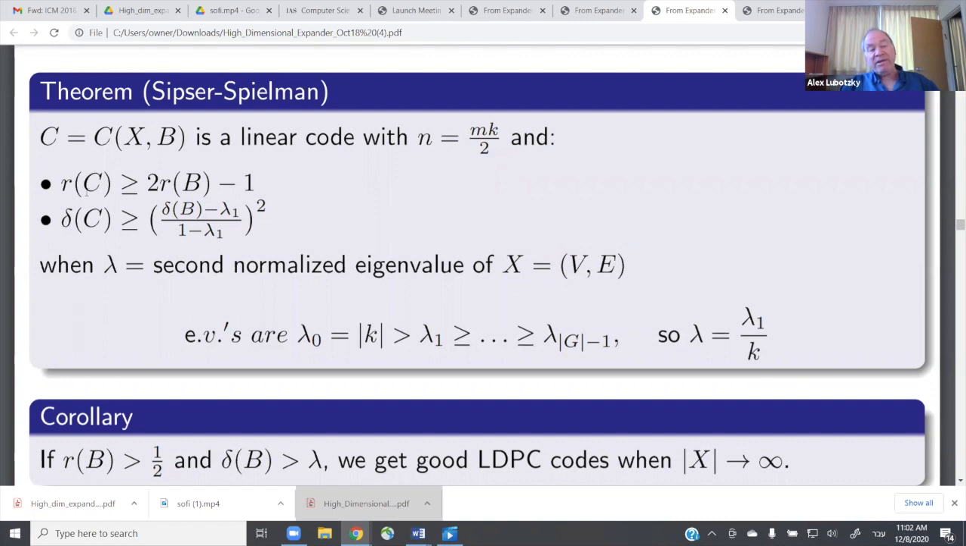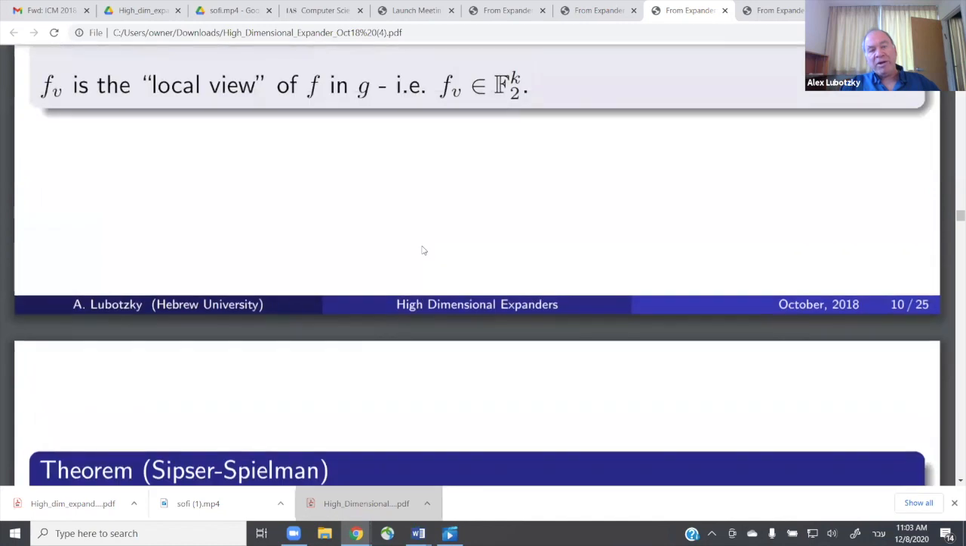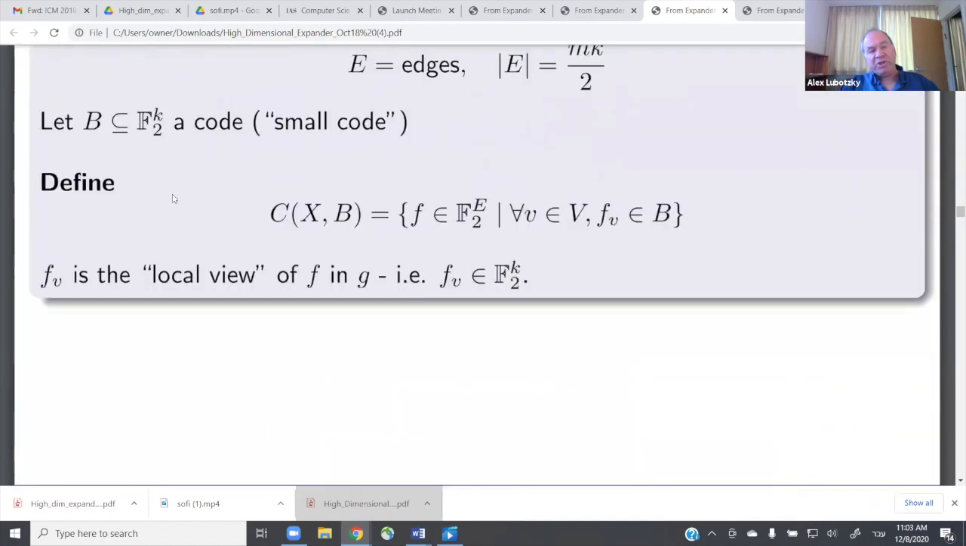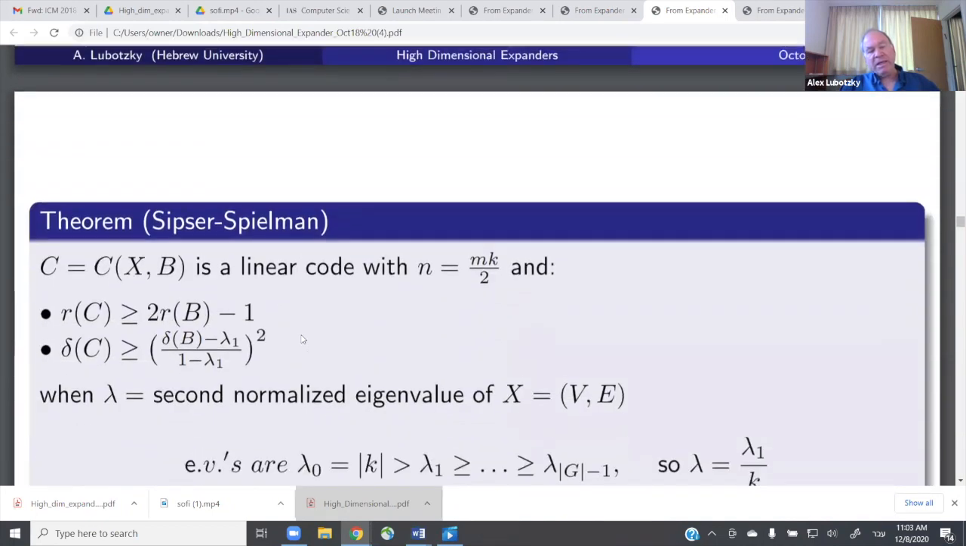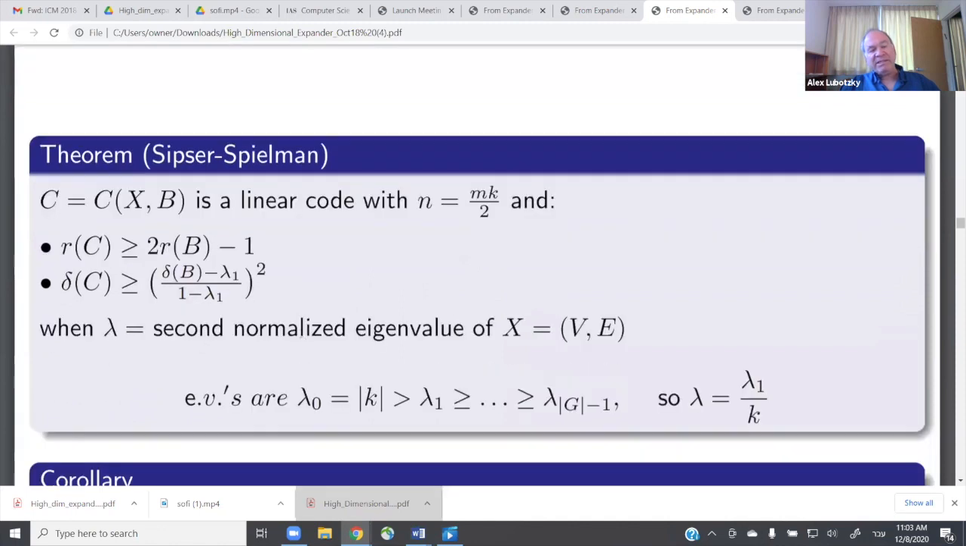The rate is at least twice the rate of B minus 1. This is also trivial. You just count the number of equations which define B inside F2^K, and you have to multiply it by the number of vertices. What is slightly less trivial, but it follows from some basic properties of expanders.